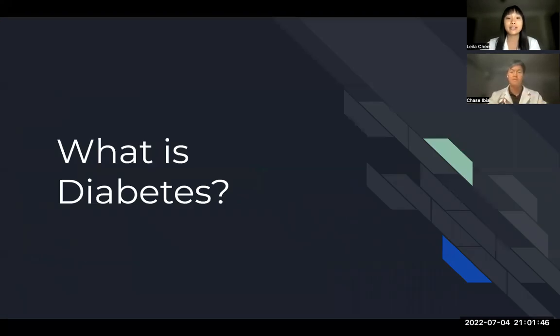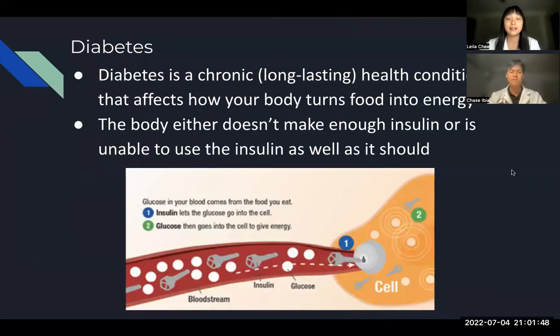So first off, what is diabetes? Diabetes is a chronic health condition that affects how your body turns food into energy. The body either doesn't make enough insulin or is unable to use the insulin as well as it should. So normally glucose in your blood comes from the food you eat. Insulin then takes glucose out of the blood by turning it into energy.